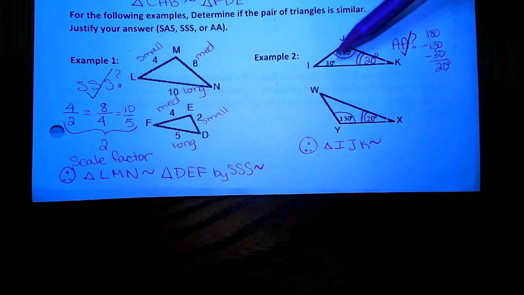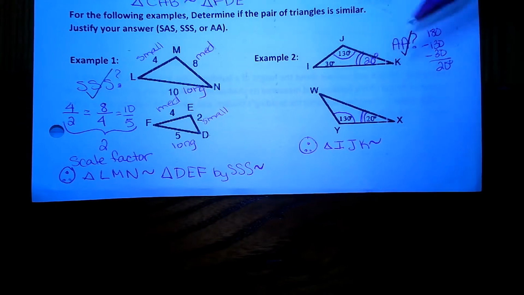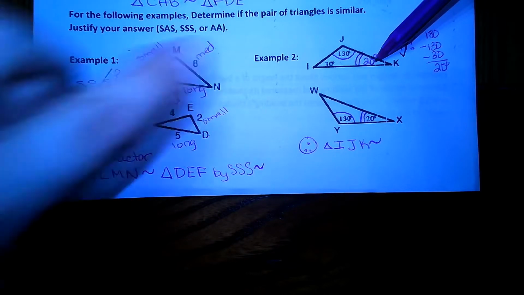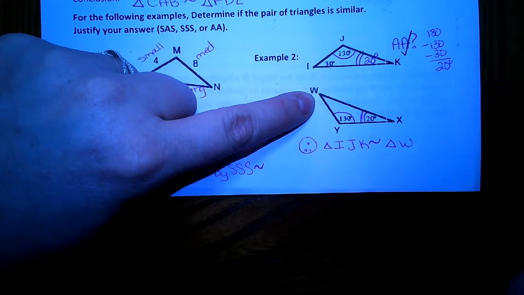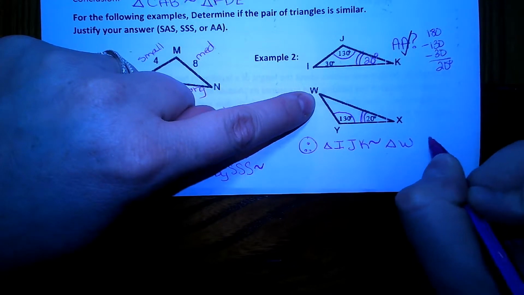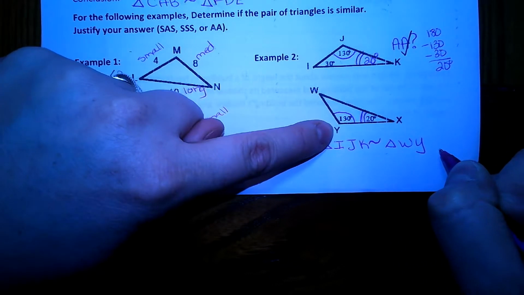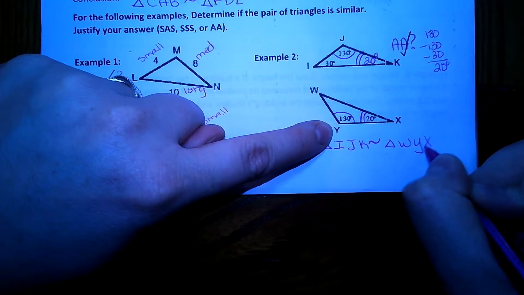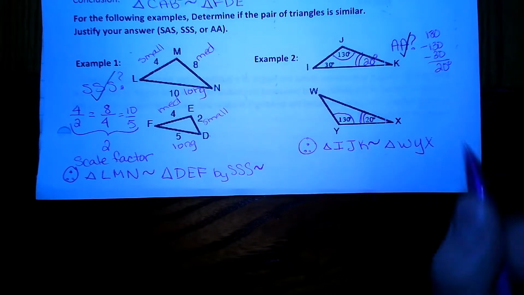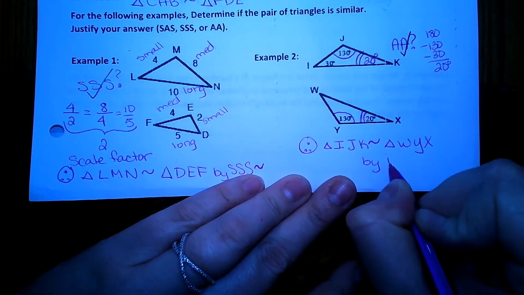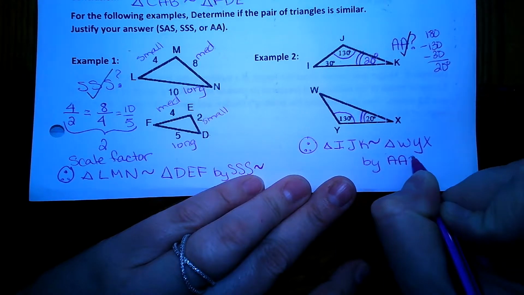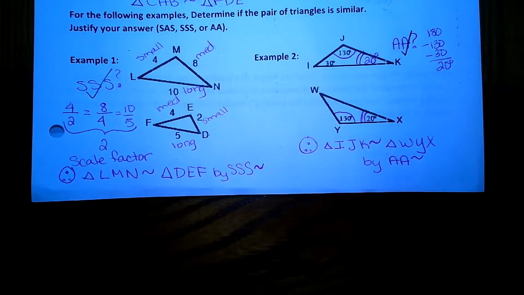Angle I is 30 degrees. Angle J is 130 degrees. Angle K is 20 degrees. Down here in the second triangle, angle W is 30 degrees. Angle Y is 130 degrees. Angle X is 20 degrees. And these two triangles are similar by the AA similarity postulate.